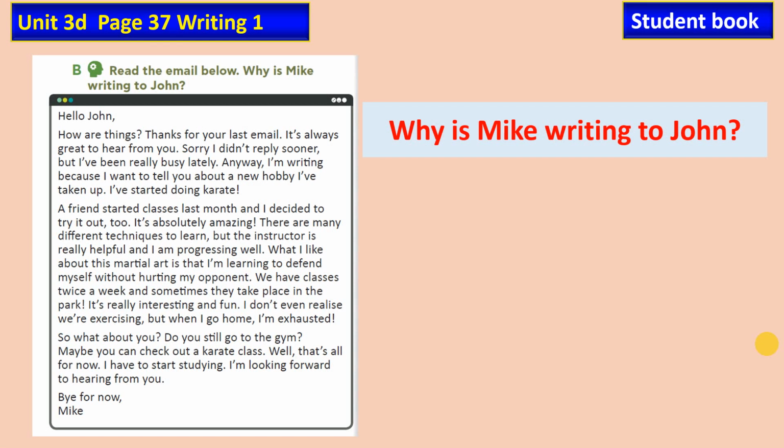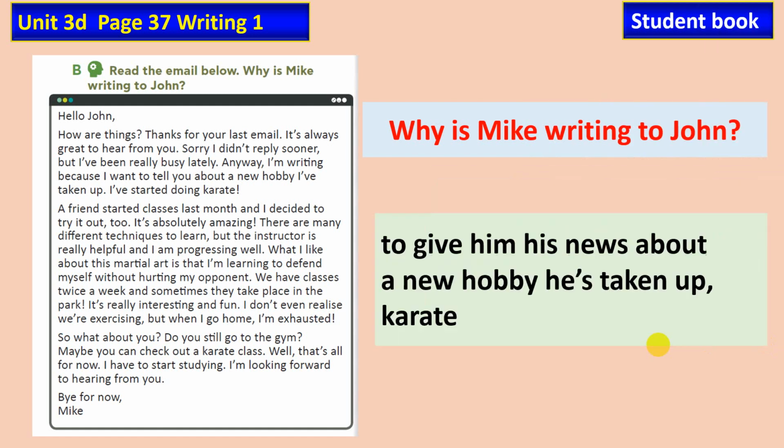Move on to exercise B. Read the email below. Why is Mickey writing to John? Again, why is Mickey writing to John? What do you think about this one? That's right, to give him news about a new hobby he has taken up, karate. That's right.